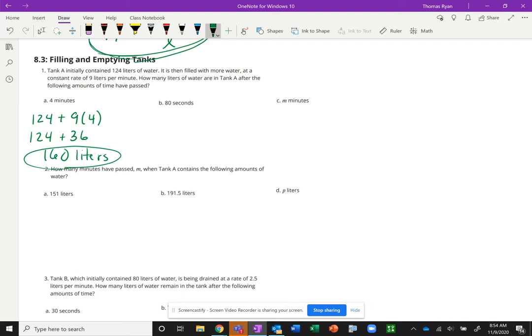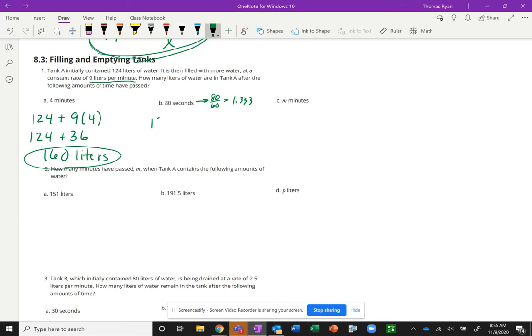Part B asks about 80 seconds. Well, wait a minute. We need to make sure our units stay consistent, because if we're adding 9 liters per minute, we need to know how many minutes 80 seconds are. Well, convert to minutes, right? 80 seconds divided by 60 seconds. Cut 80 seconds into chunks of 60 seconds. So that's 1.333 repeating, or it's 4/3. Either one you want to use.